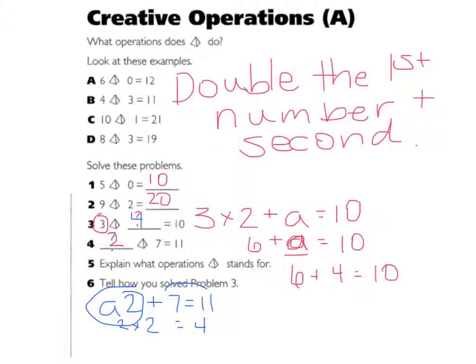And as always, it would be a wonderful idea to check and make sure that I am correct. So I'll apply our rule of 2 times 2 plus 7 equals 11. And 4 plus 7 does indeed equal 11, so it is correct.